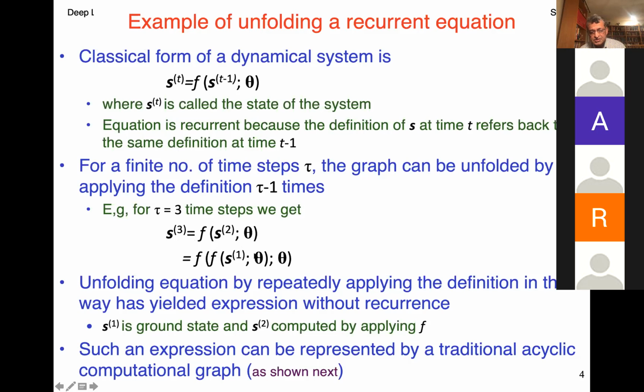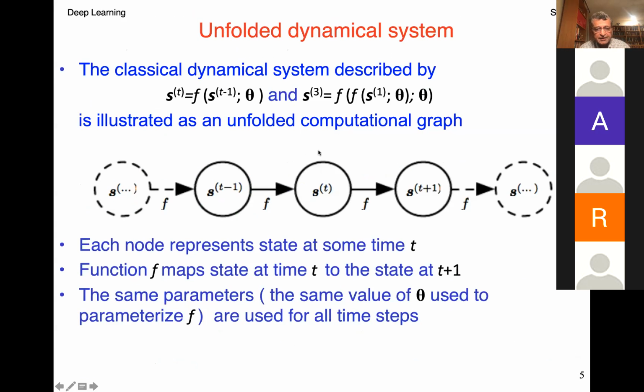So in a sense, you have to compute this function and so on. So this one calls for another computation, whereas this one would be explicit. S1 is said to be the ground state, and S2 is computed by applying F to that, right? So anyway, this is the process of unfolding. And unfolding by repeatedly applying the definition has yielded an expression without recurrence. Such an expression can be represented by a traditional acyclic computational graph shown over here.